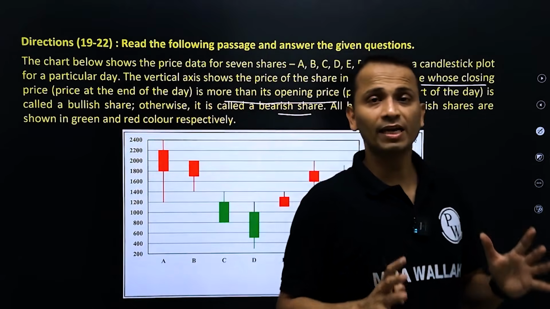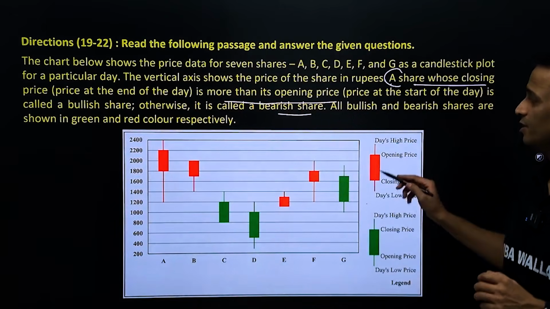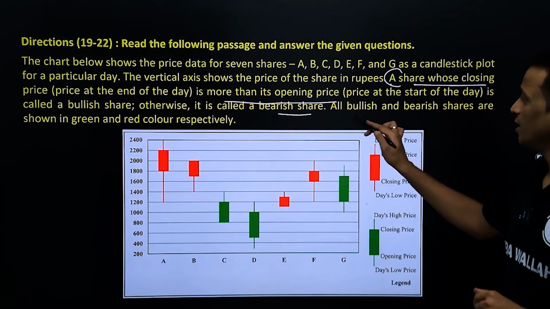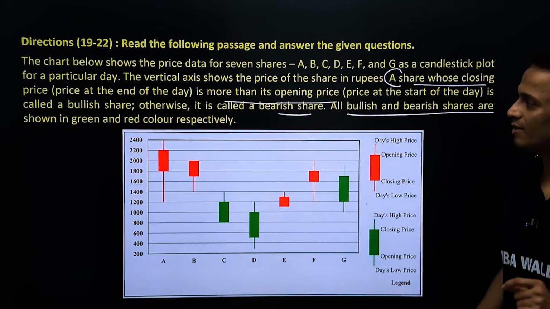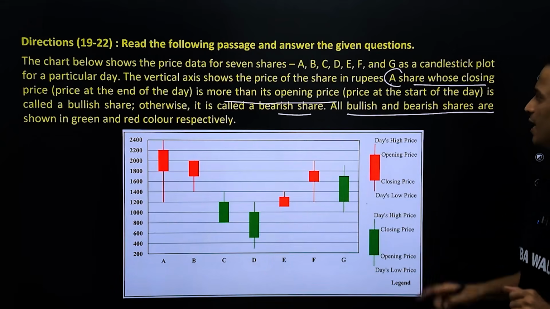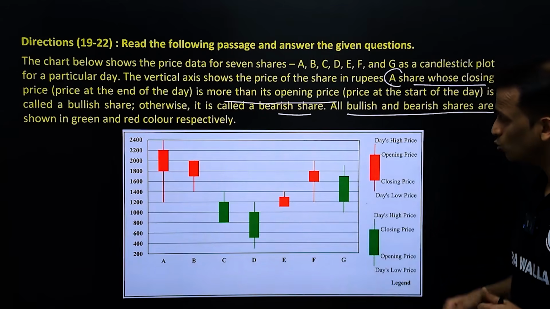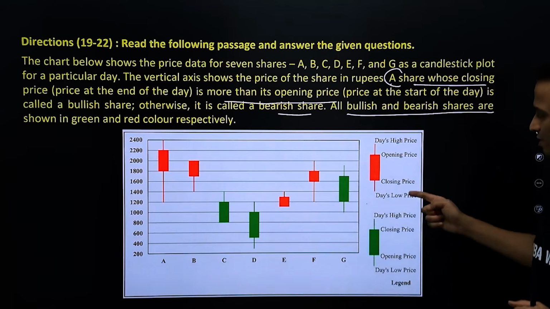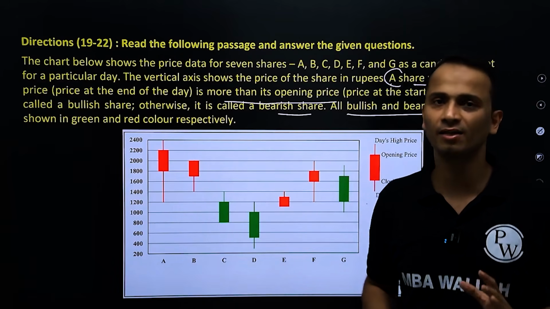So they have identified the 2 types of shares, in a bearish market and a bullish market. So this is the color coding. All bullish shares and bearish shares are shown in green and red color respectively. So bullish with green and bearish with red. Okay, so this is how to read the data. It's clearly visible. They have given both examples, the red and green color candle.